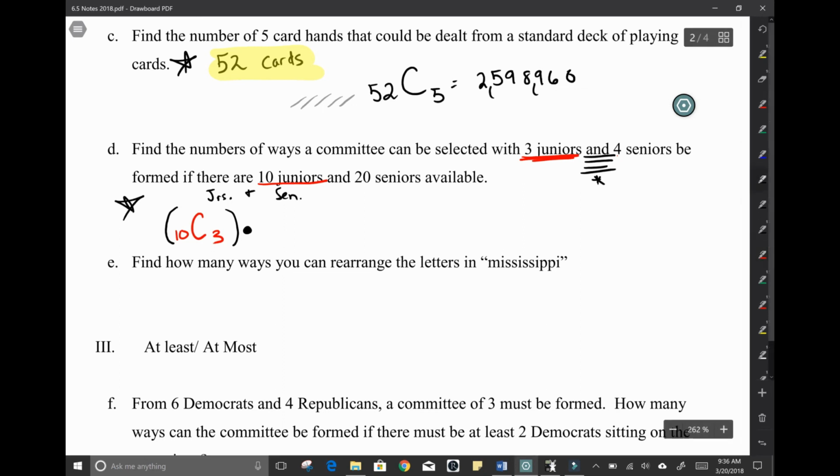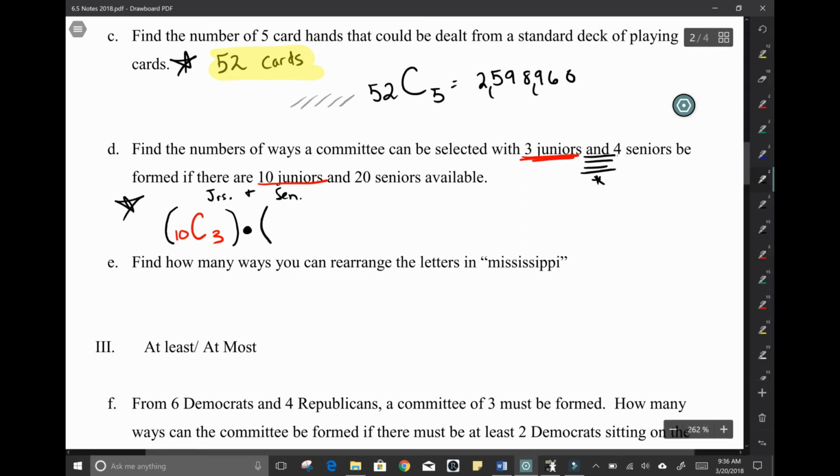Okay? As for seniors, the way I can choose my seniors, I want 4 of them, and there are 20 available. So 20 choose 4. Now, when you type this into your calculator, you can do this whole thing. I definitely want to see this written out.